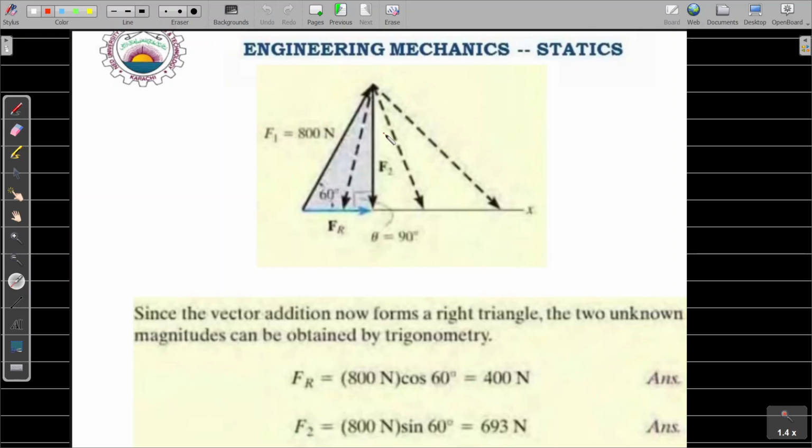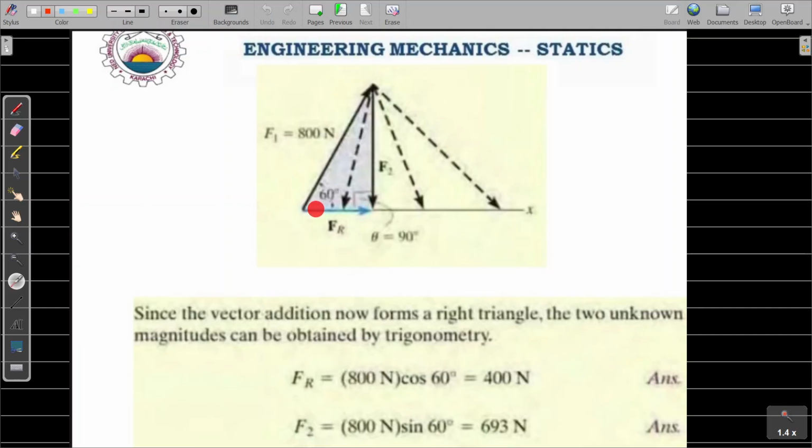Now we are also interested in calculating F2. In order to calculate F2, we know this is our F1 and this is our FR. So F2 will be equal to F1 times the sine of 60. So F2 will be equal to F1, which is 800, sine of 60. What we calculated over here is that FR comes out to be equal to 400 Newton.